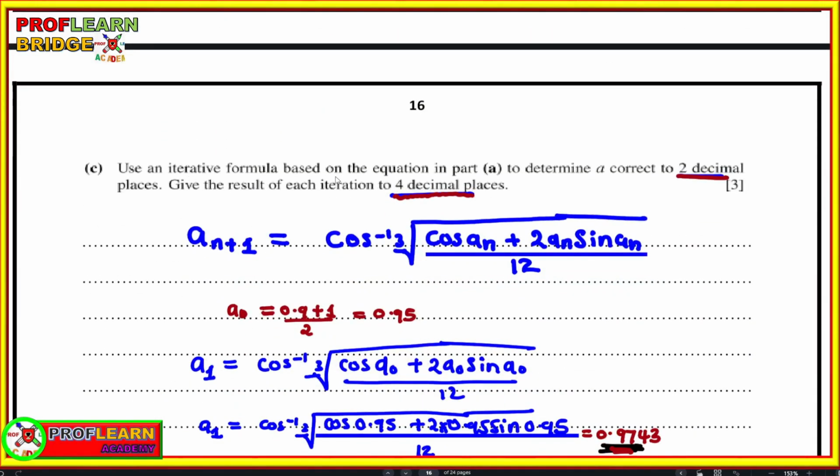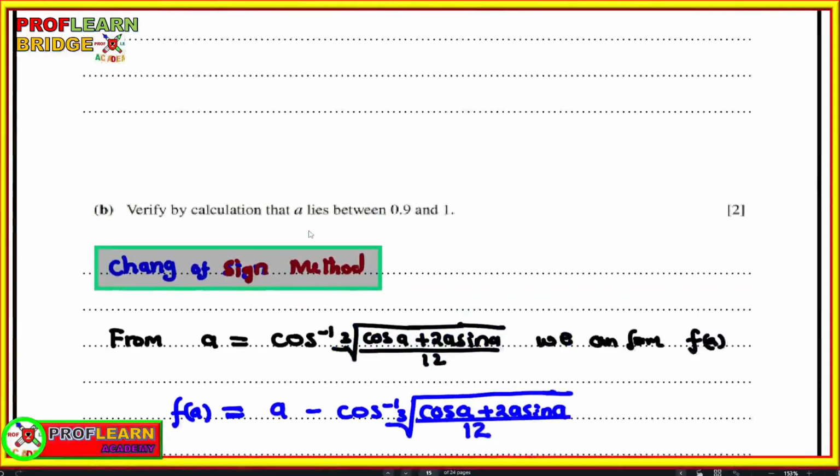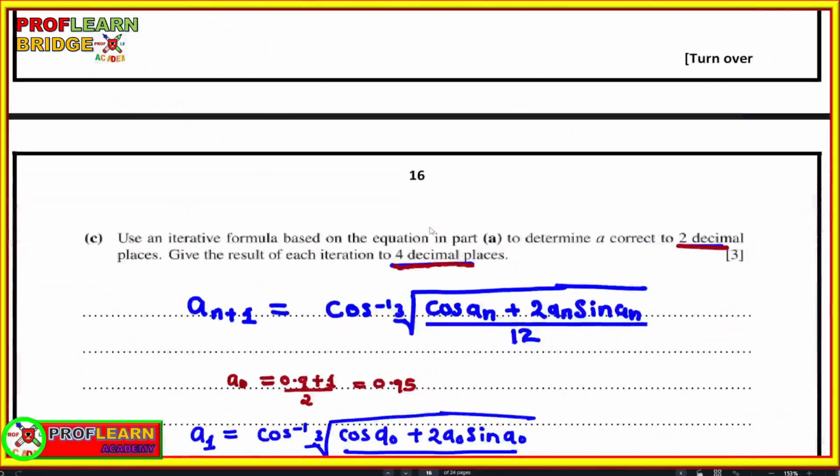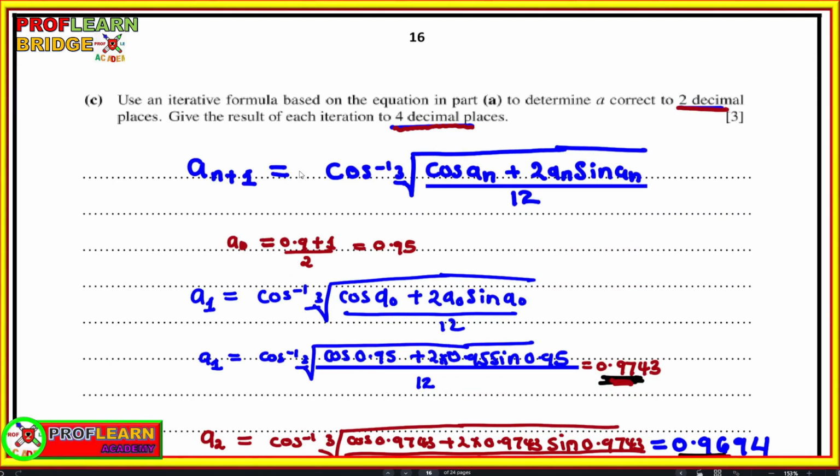In order to verify this, use the iterative formula based on the equation in part A to determine the root correct to two decimal places, giving the result of each iteration to 4 decimal places. So the formula that we are talking about is a equals cos inverse cube root of (cos a plus 2a sine a) over 12. So we are going to form an iterative formula, and if you are finding a, n plus 1 is going to be this. So inside here, we're going to have cos a n plus 2 a n sine a n over 12.